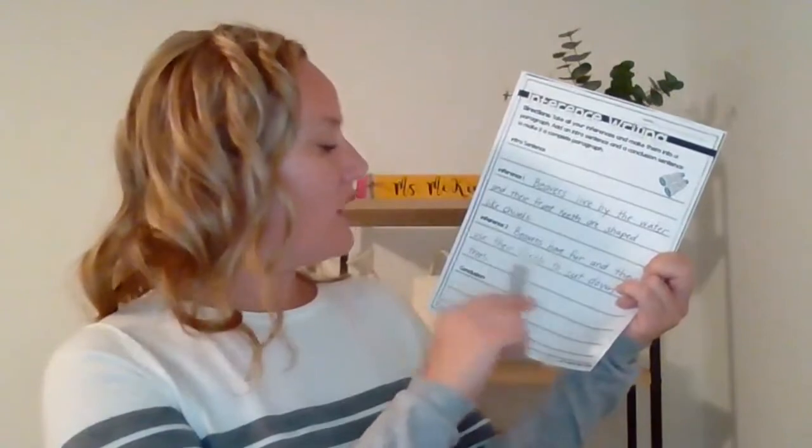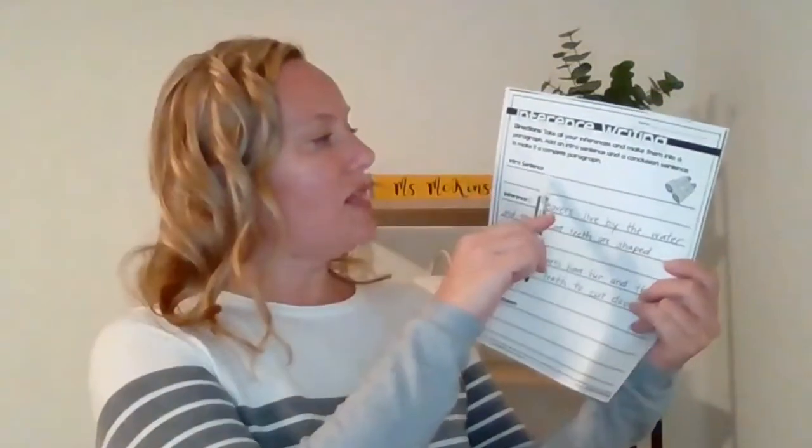So it says beavers live in the wild. Beavers live by the water, and their front teeth are shaped like chisels. Beavers have fur, and they use their teeth to cut down trees. They live near the water in the forest. All right, so they've written the introduction sentence, and then they have their conclusion sentence.